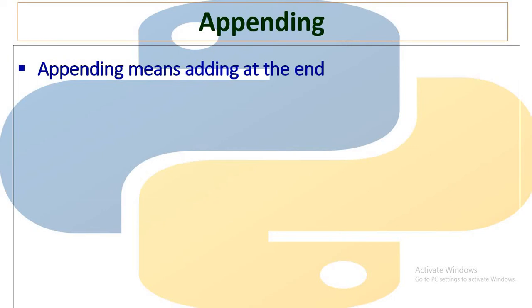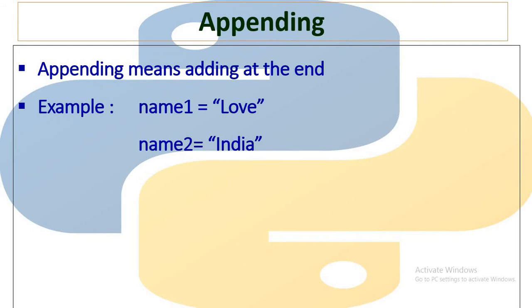Now appending means adding at the end. You can see some similarity between concatenation and appending, because in concatenation the second string gets added at the end of the first string. For example, again we will take name1 is equal to love, name2 is equal to India. So name1 plus equal to name2. Here we are modifying the first string.